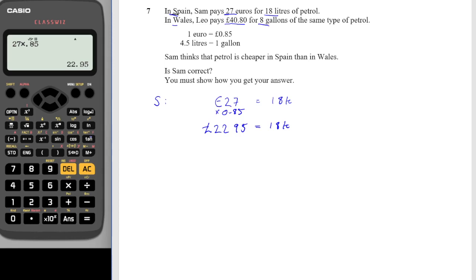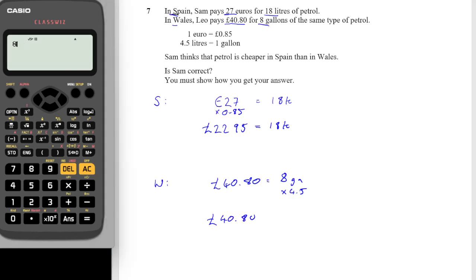So if we then look at Wales, I'll leave a little gap, Wales. So in Wales, Leo pays £40.80 for 8 gallons. So I want to convert the gallons into litres, so I'm going to times by 4.5. So that's going to give me £40.80 for 8 times by 4.5. That's going to give me 36 litres.